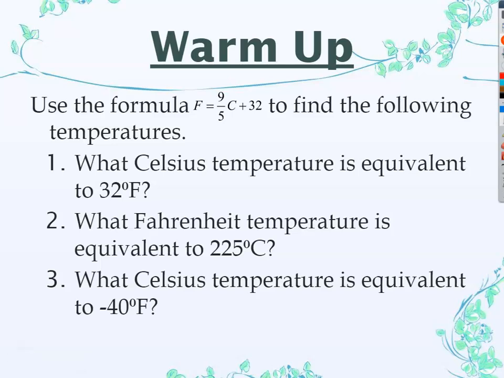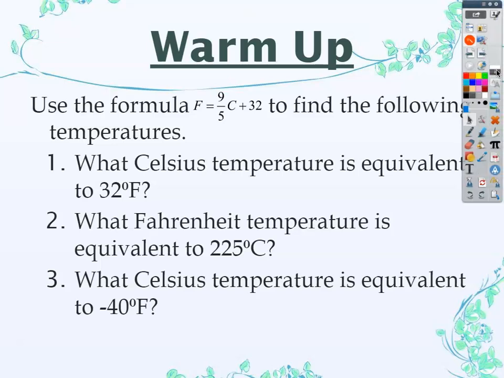So using the formula F equals 9/5 C plus 32, find the following temperature conversions. So this is relating Fahrenheit and Celsius. So number one, what Celsius temperature is equivalent to 32 degrees Fahrenheit? All right, so I see 32 degrees Fahrenheit. So I'm going to go ahead and plug in 32 for F into this equation.